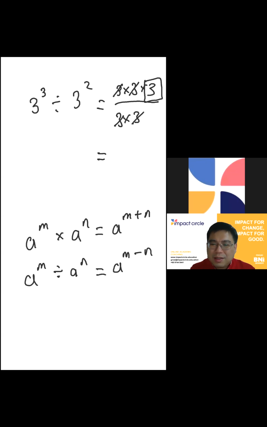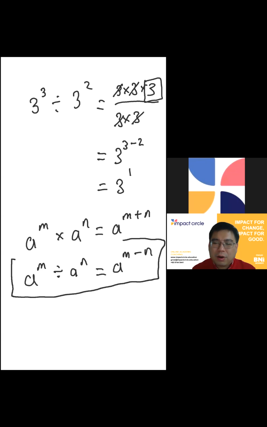And you can see that 3 to the power of 3 divided by 3 to the power of 2 will give us 3 to the power of 3 minus 2, which is 3 to the power of 1. Okay? And this shows you how this second law of indices works.